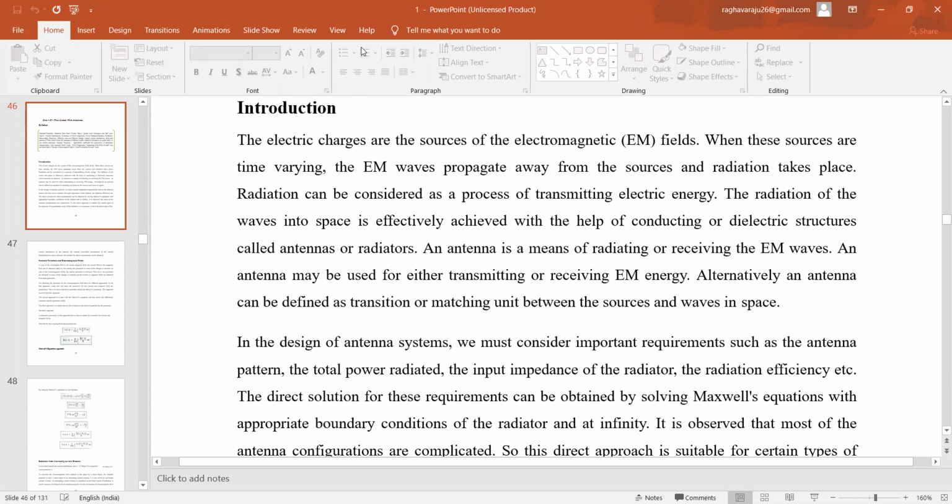So today we are going to learn about thin linear antennas, unit number 2. Generally, you know the importance of electrical charges. These electrical charges are responsible for generating electromagnetic fields. All these electrical charges are time varying functions. These electrical charges are able to propagate in terms of electromagnetic waves, and these electromagnetic waves are further responsible for providing radiation.